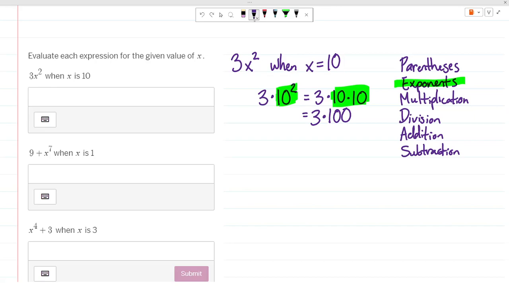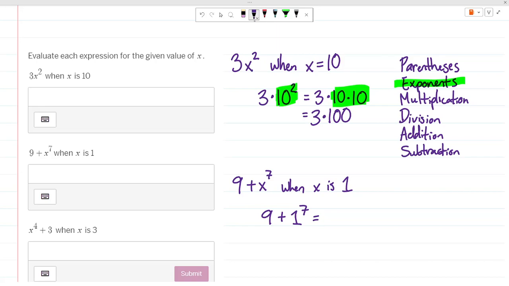Okay, so the next expression, write this down in your notebook. 9 plus x raised to the 7th power when x is 1. So that would mean wherever we see an x in this expression, we're going to substitute a 1. So it becomes 9 plus 1 raised to the 7th power.